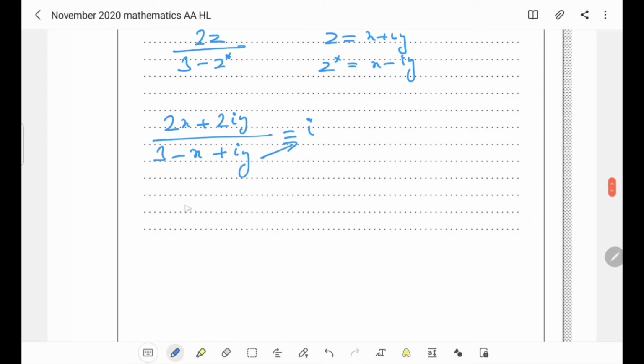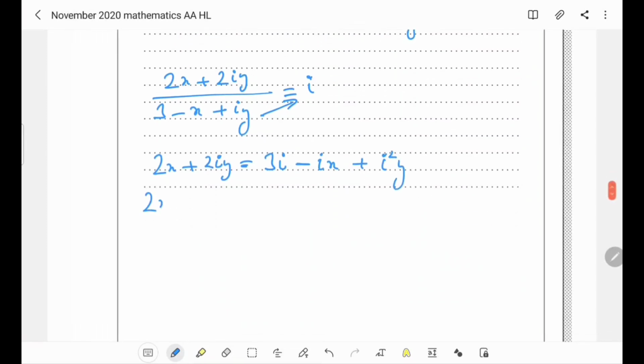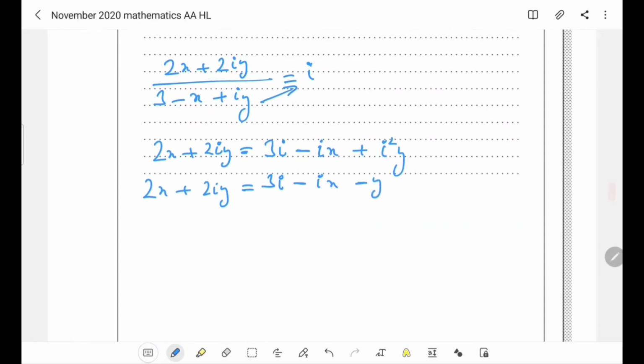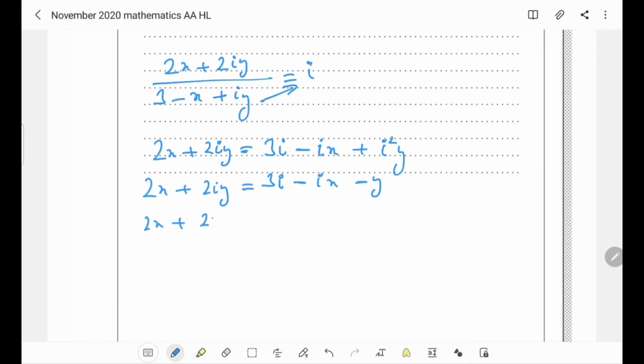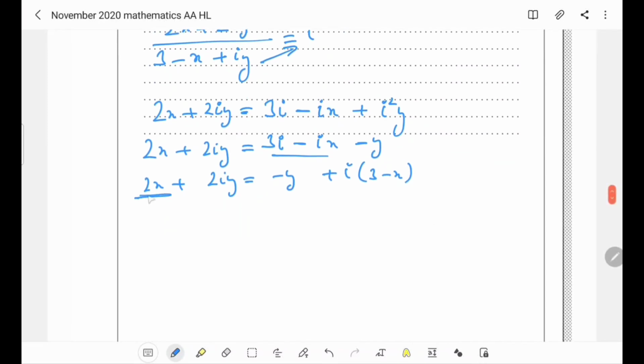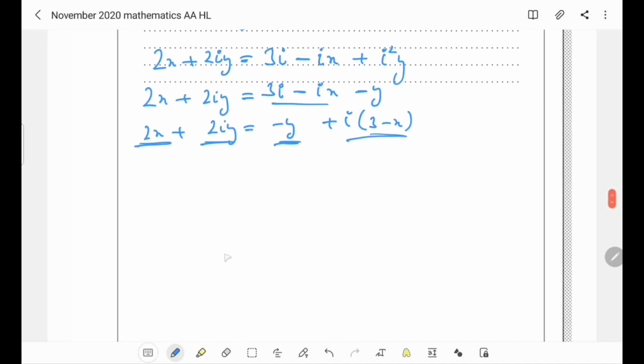So now I will take this to the other side. So 2x plus 2 iota y equals 3 iota minus iota x plus iota square y. Iota square is minus 1, so it's minus y. So 2x plus 2 iota y equals minus y plus iota times 3 minus x. Now I can compare the real part to the real part and the imaginary part to the imaginary part. So it means 2x equals minus y and 2y equals 3 minus x.